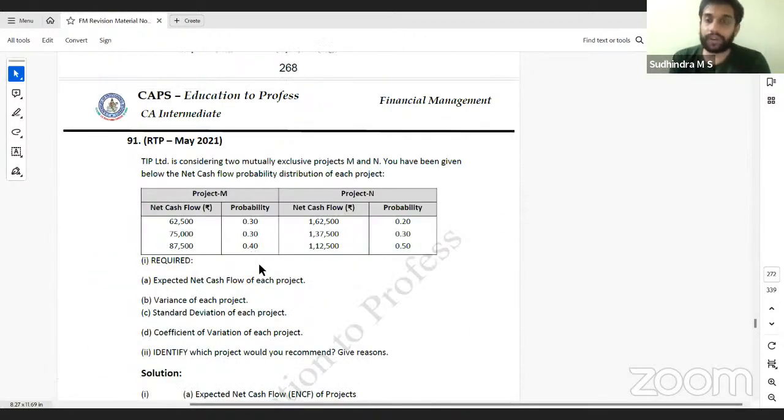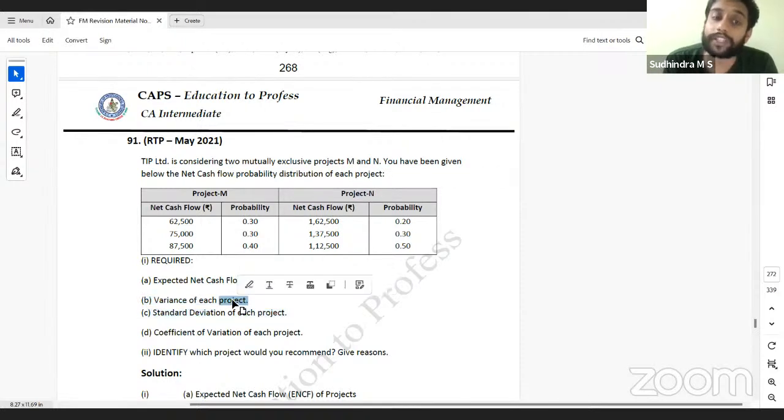We have one more question. We look into one more question. TIP Limited is considering 2 mutually exclusive projects, M and N. You have been given the below net cash flow probability distribution. They're asking us to calculate expected net cash flow. How to calculate? 62,500 into 0.3, 75,000 into 0.3, 87,500 into 0.4, total. For both project M and project N.